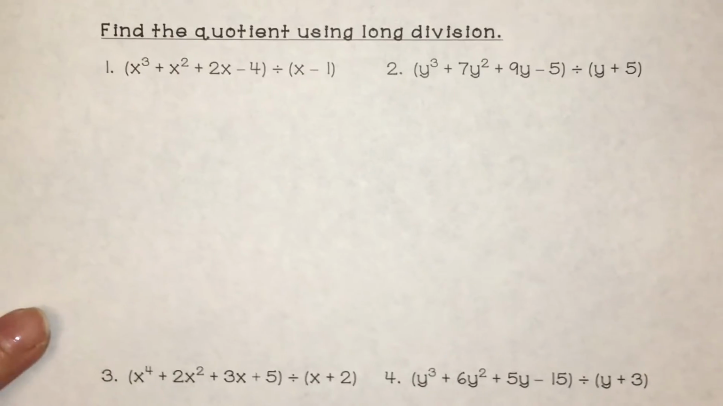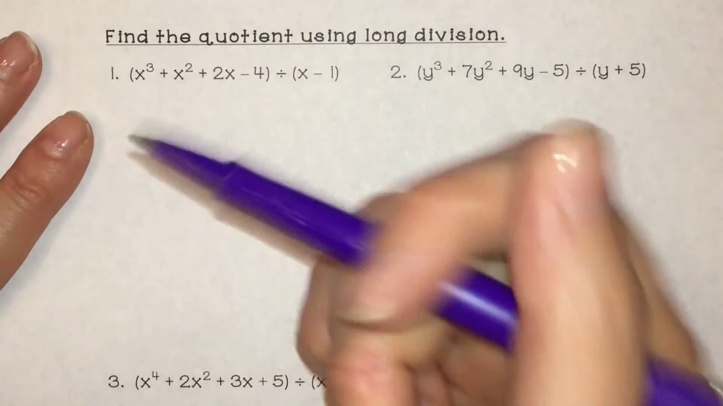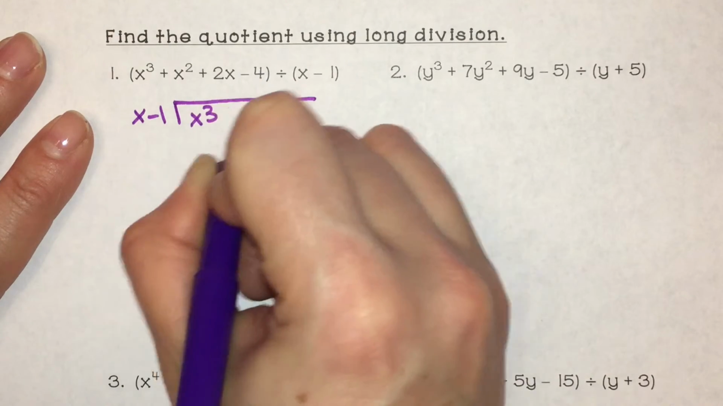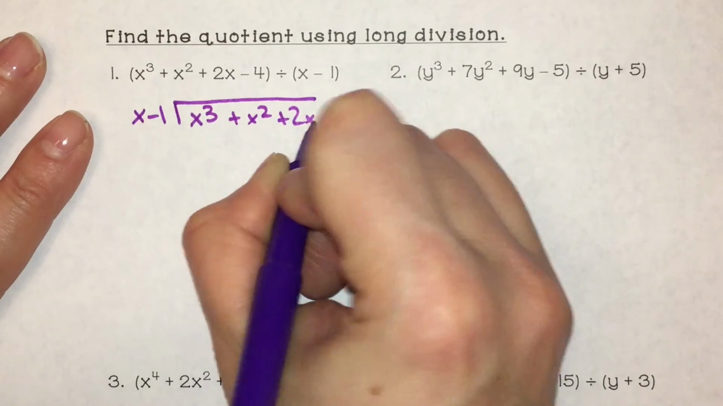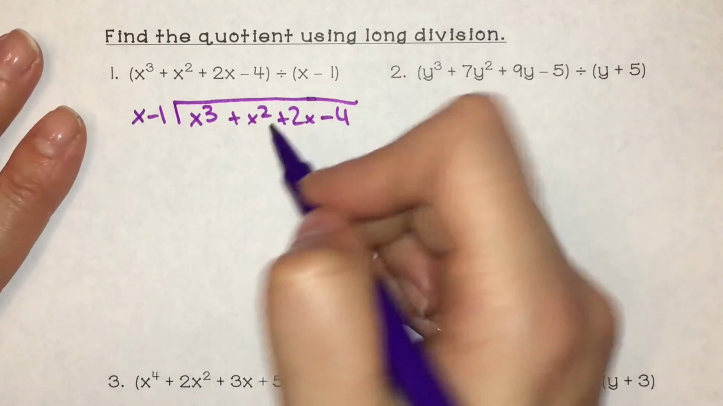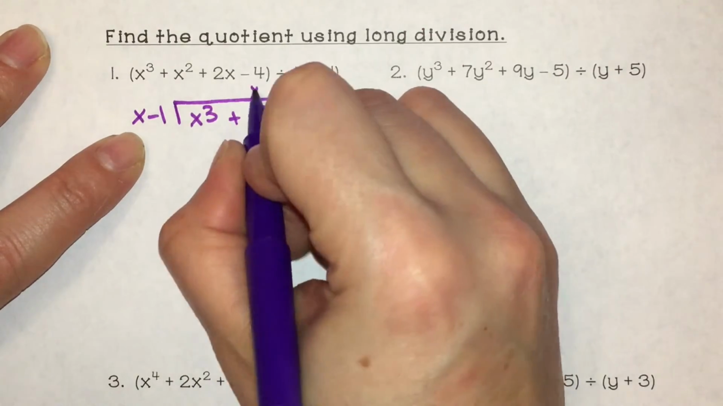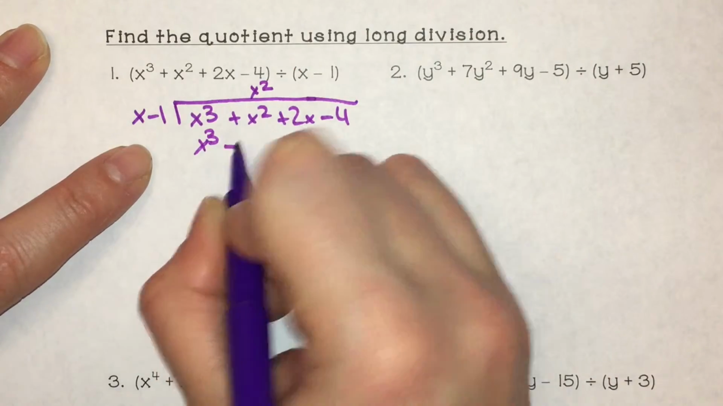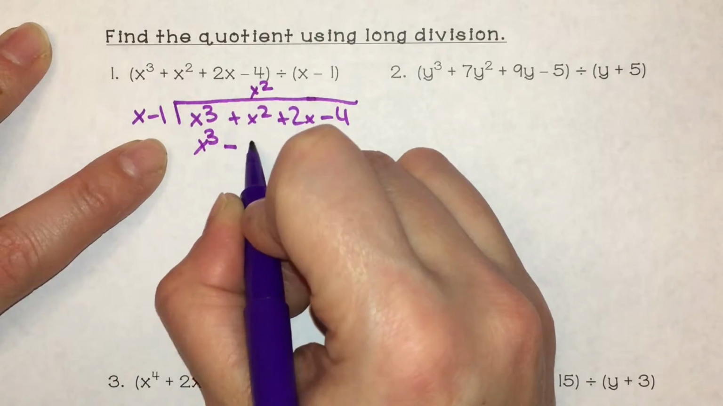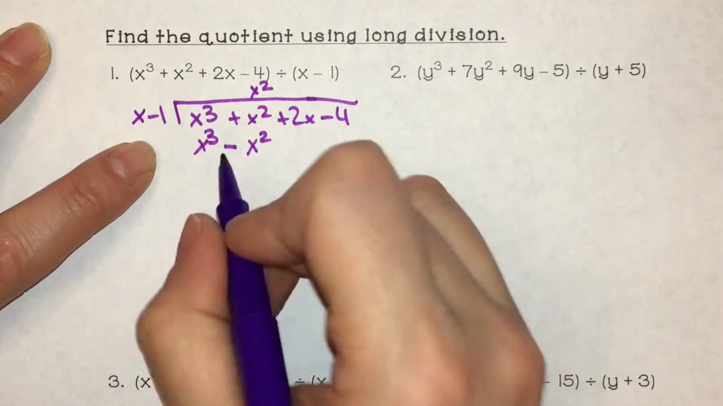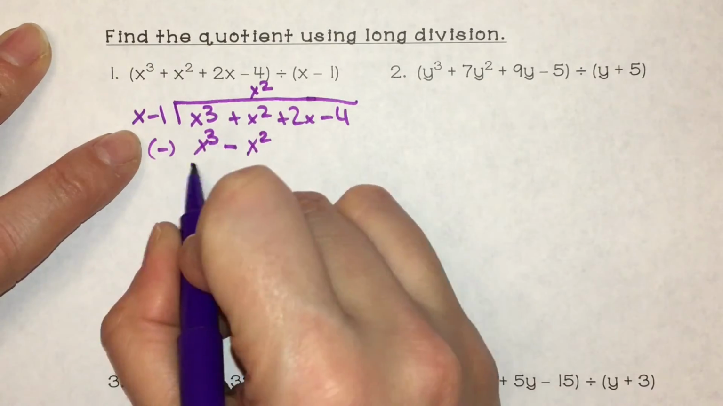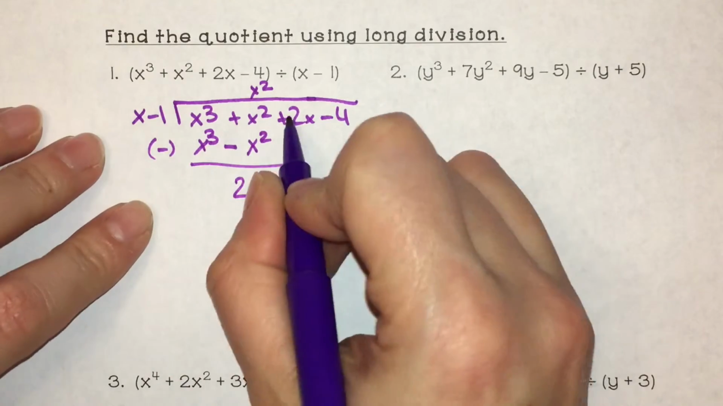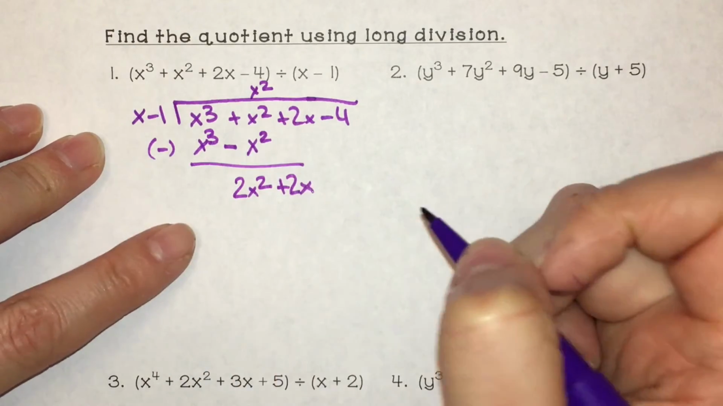All right. So let's go through these answers. We have x minus 1 on the outside, x cubed plus x squared plus 2x minus 4. All right, I'm going to multiply x by x squared to get x cubed. x squared times x is x cubed. x squared times 1 is x squared, or negative x squared. Subtracting this off, we get minus the negatives plus positive, so we get 2x squared. Bring down the plus 2x.